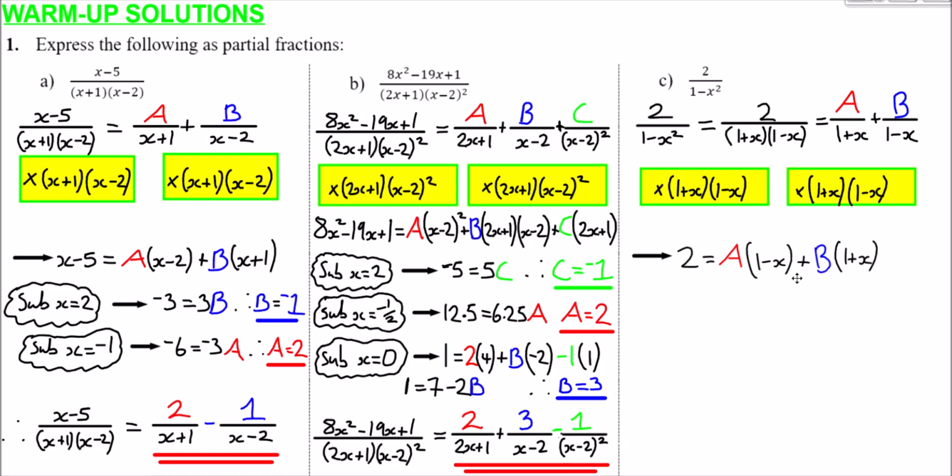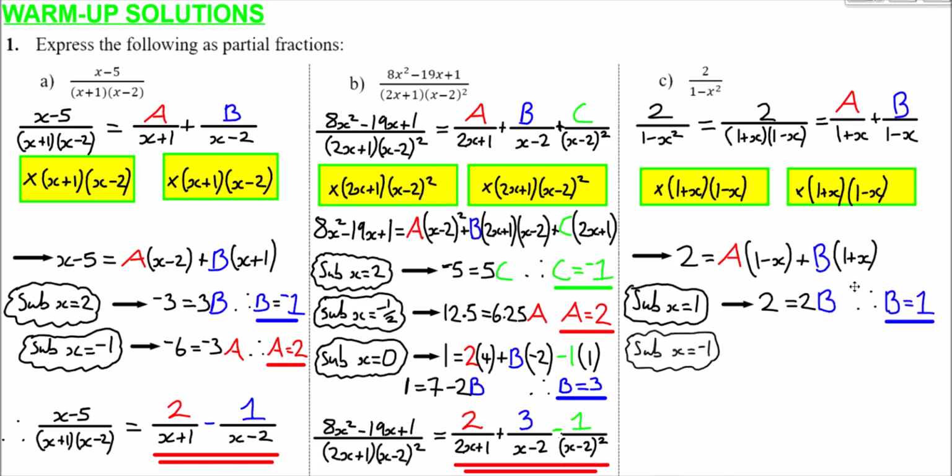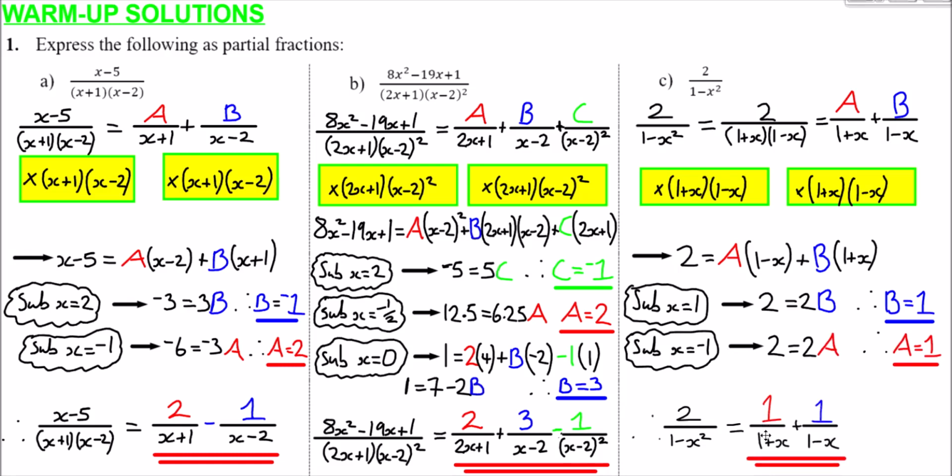First of all, I'm going to take that x can be equal to 1. If I sub x being equal to 1, this thing here to do with a will vanish. I'm just going to get 2 equals b times 2. So if 2 equals 2b, obviously b must be equal to 1. Now if I sub in that x is going to be equal to minus 1, this bracket will now vanish, and next we'll have that 2 equals a multiplied by 1 minus minus 1, which is 2. In other words, 2 equals 2a, so a must also be equal to 1. So therefore the partial fraction decomposition of 2 over 1 minus x squared is 1 over 1 plus x plus 1 over 1 minus x.